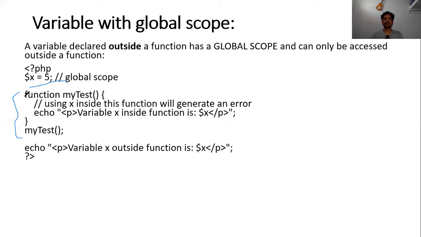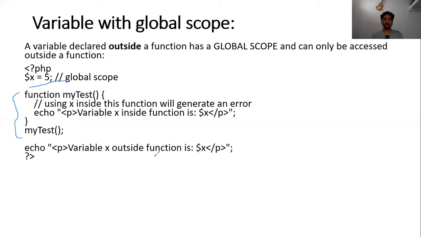So this is the function that I defined, myTest. Inside it there is just an echo statement to display the x value. So I am calling this function myTest. Outside this function also I have an echo statement: variable x outside the function is $x.